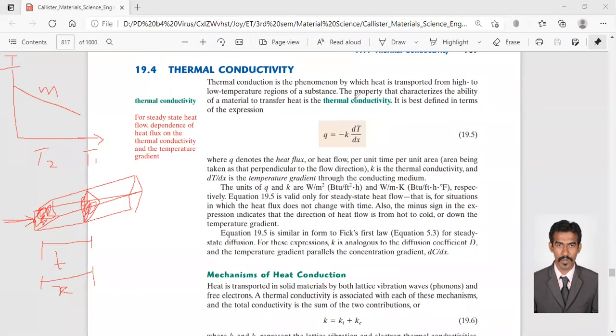So this is the equation for thermal conductivity. Q is equal to minus K dT by dx, right? Q is the heat flux. K is the thermal conductivity value. dT is the change in the temperature, and dx is the change in the distance.